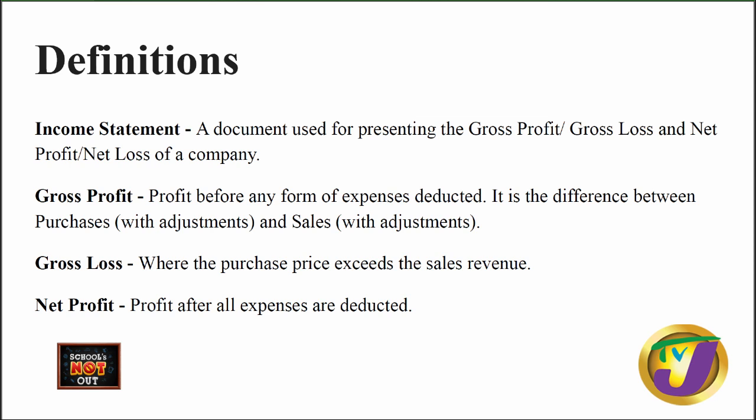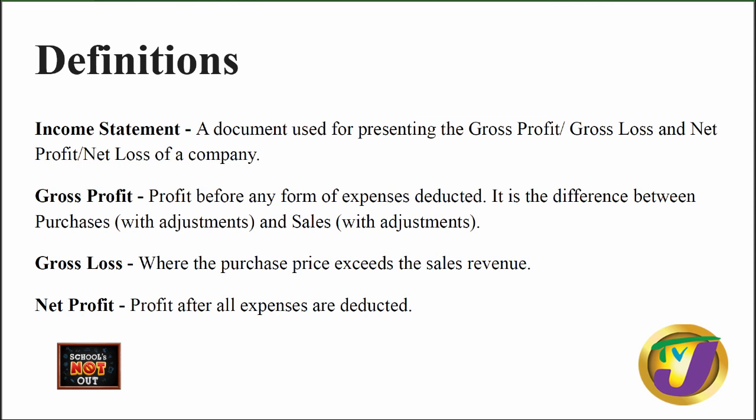We begin with the income statement. What is an income statement? It is a document which is used for presenting the gross profit or loss and net profit or loss of a company. The next definition is gross profit. Gross profit is the profit before you calculate any deduction. That is the money that you make after you sell the goods that you have, and you take no expense out of it. That's your gross profit.